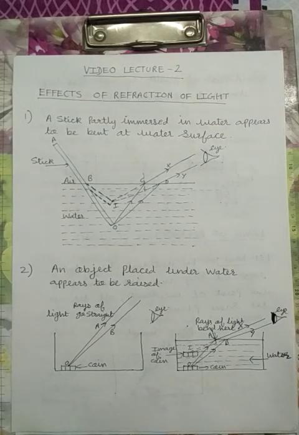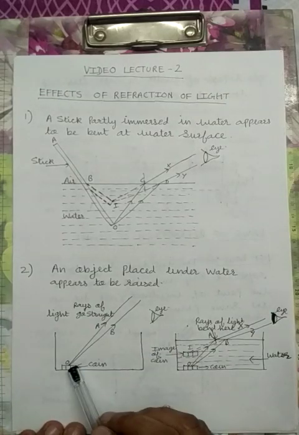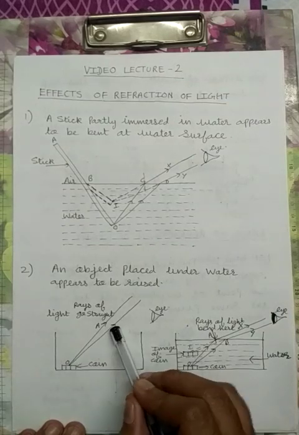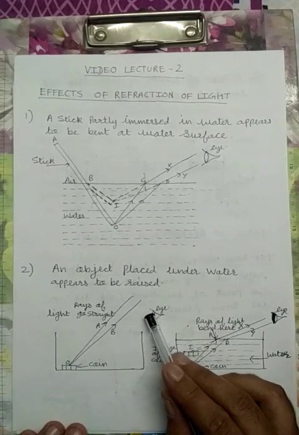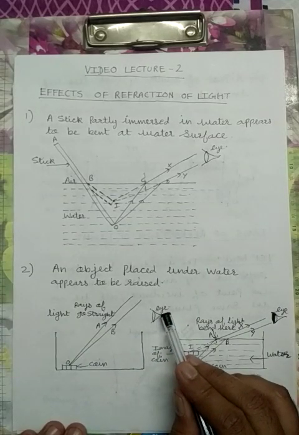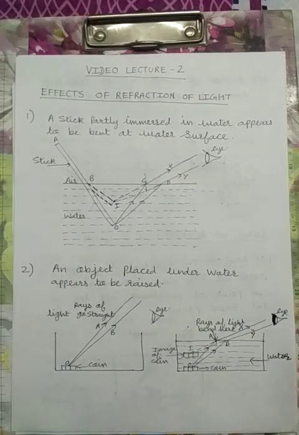Now the second effect of refraction of light is that an object placed under water appears to be raised. To understand this concept, let us take a look at these diagrams. So here we have a beaker. This beaker is empty and at the bottom of this beaker we have placed a coin. OA and OB are two straight rays of light. Now we have to move our head away from the beaker till this coin disappears, that is, we are not able to see it.